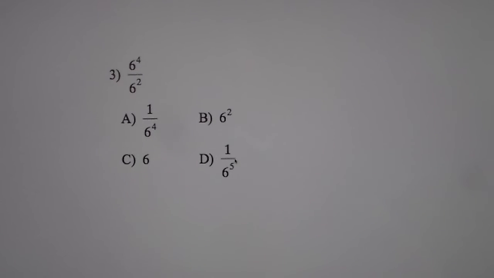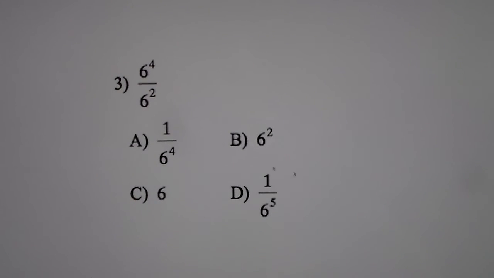Problem number 3, make it a little bit bigger. So we have 6 to the 4th divided by 6 to the 2nd. We have the same base. 4 minus 2 gets us 2. So we have 6 to the power of 2 in the numerator. And when there's nothing there in the denominator, we could just write 1, or nothing at all. And 6 squared over 1 is the same thing as 6 squared. So the answer to this one will be B.